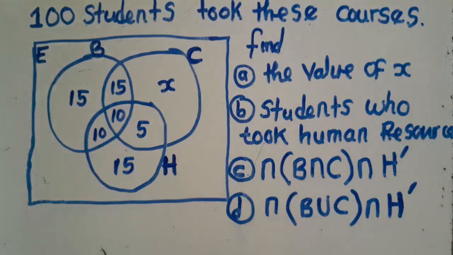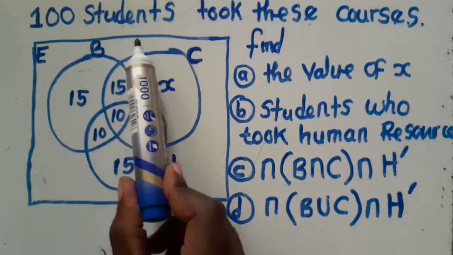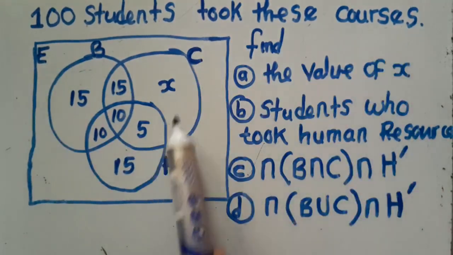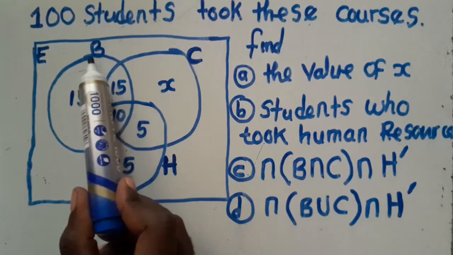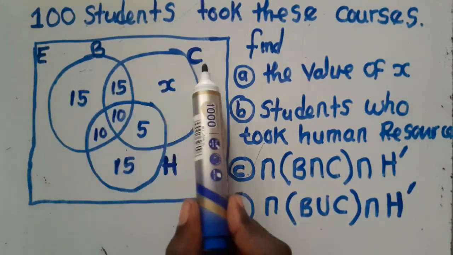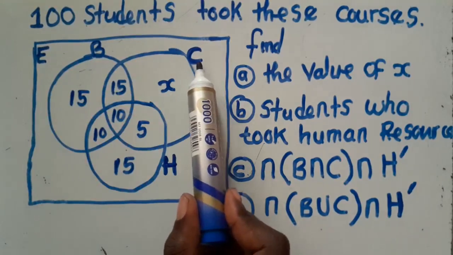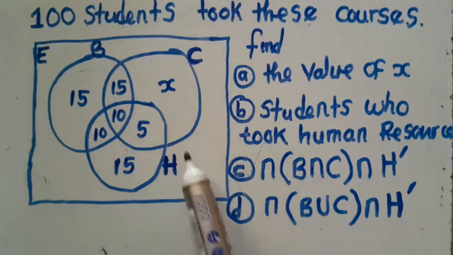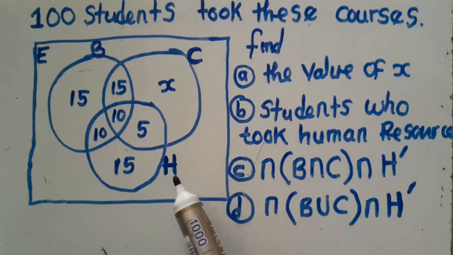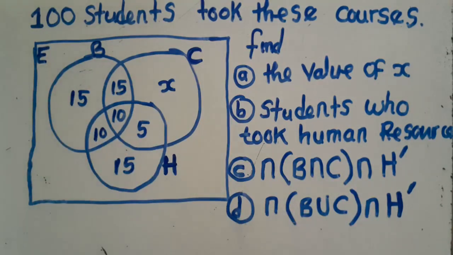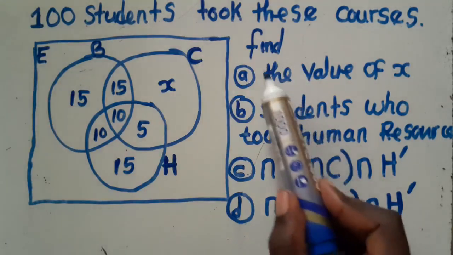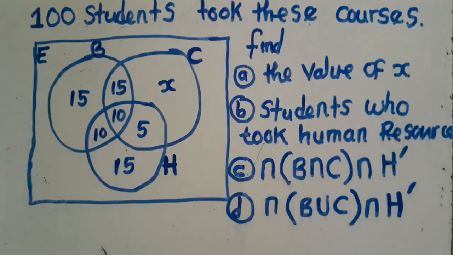So the question is saying 100 students took these courses. So these are courses which are given here. The B there stands for business studies. The C there, that is community development. H here, this is human resources. So these are the three courses that the 100 students took at this particular university. So now, the first question is saying, find the value of x. We are told to find the value of x.